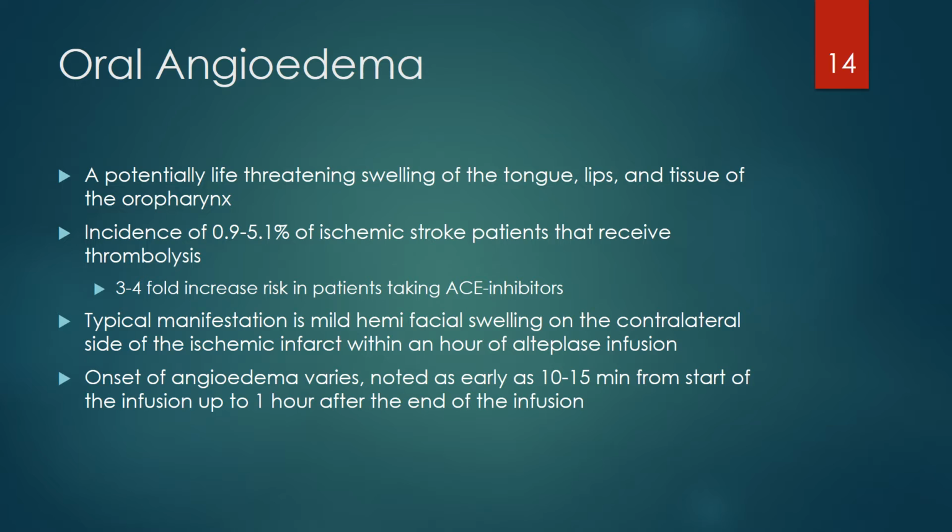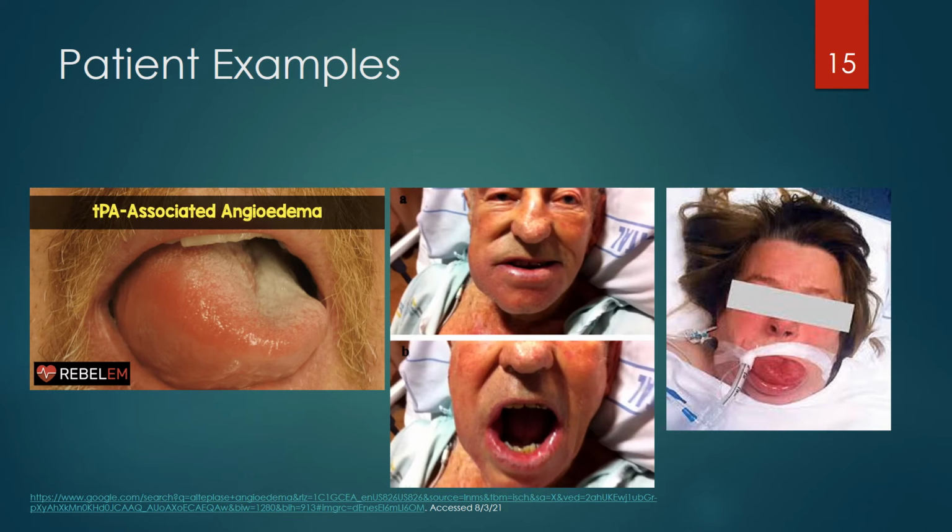So a typical manifestation is mild hemifacial swelling, usually on the contralateral side of the ischemic infarct, within an hour of the alteplase infusion. Onset varies, however, and has been known as early as 10 to 15 minutes from the start of the infusion and can occur up to an hour after the end of the infusion. Here are a couple of pictures. You can see that hemilateral or unilateral swelling of the tongue, lips, and you can also get bilateral.